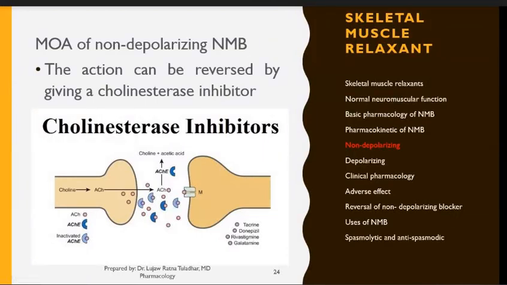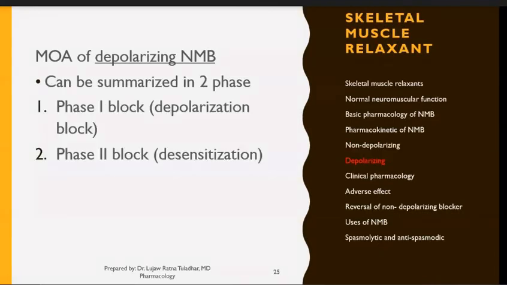एउटा क्वेशन जुन एक्जाममा सोध्न सकिने हो, what is the difference between a depolarizing and a non-depolarizing भनेर आउँछ. एउटा डिफरेन्स, फर्स्ट डिफरेन्स भनेको non-depolarizing are reversible and depolarizing are not reversible. Then we move to the next section, that is the depolarizing.